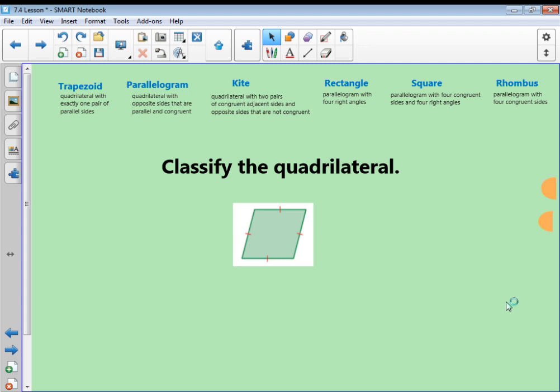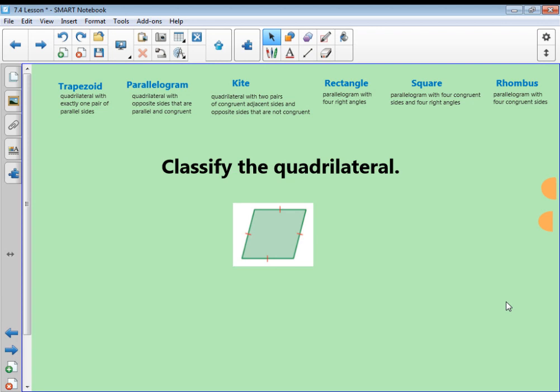Okay, in this video, we're actually going to be classifying quadrilaterals. So you can use the graphic that's on page 294, which was on the previous video, if you need that visual, or you can just use the descriptions that are at the top of the page. So here we're going to actually identify our types of quadrilaterals.